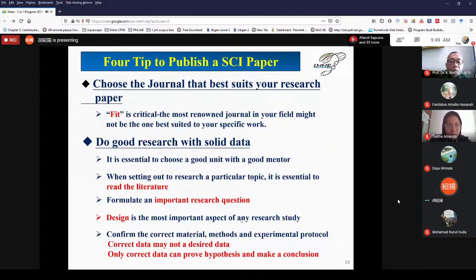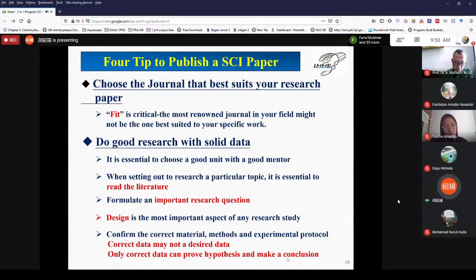And one thing, if your experiment design has defects, it's difficult to progress further. Many projects waste opportunity because of inappropriate experiment design. For example, controls not used, something like that. It causes your data to become not solid. So design is quite important. And after you design your experiment, I think you should confirm the material, method, and experimental protocol are correct, then you can get the correct data.